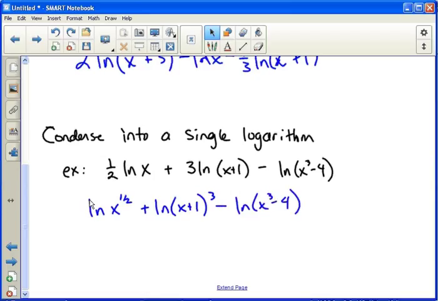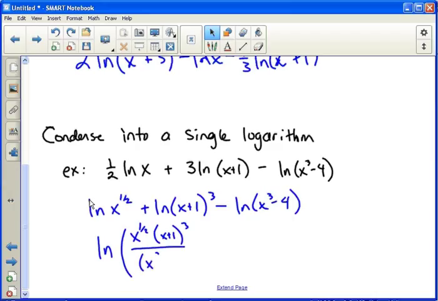Alright, now I would apply the rule that allows me to change addition to multiplication and subtraction to division. So my final answer is going to look like x to the 1/2 times x plus 1 cubed, all divided by x cubed minus 4.